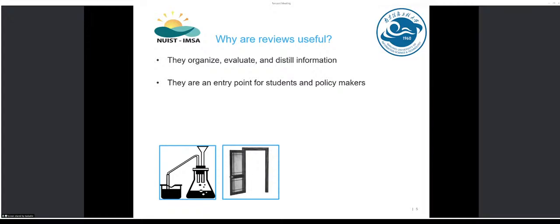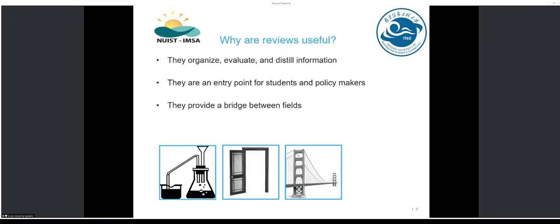Also the policymakers, such as government organizations, usually go for review papers in order to implement any scientific discovery or any economical discovery or any social discovery. So the policymakers usually go for the review papers.